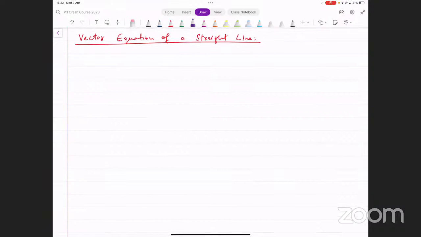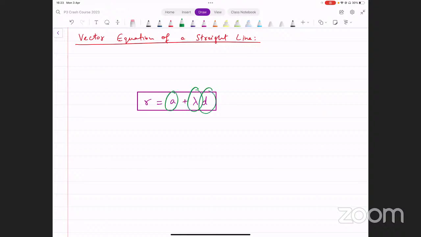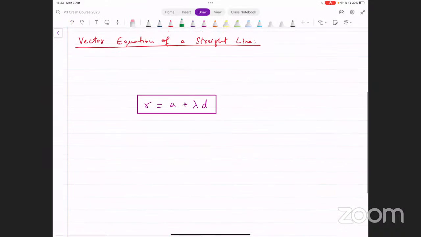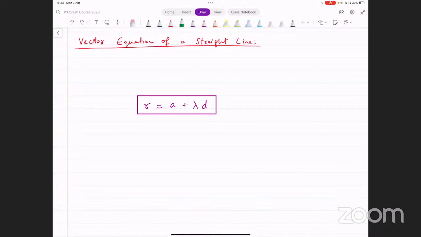So in vectors, we write the equation of a line like this: r equals a plus lambda d. This is the standard form of the equation of a straight line. Now, what do these different things represent here? a, lambda, d. What exactly do we mean by each of these things? This thing a here is a point on the line.